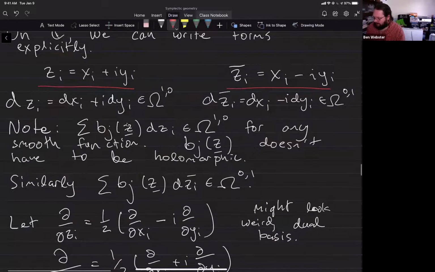And the thing I want to emphasize here is that I can take any functions I want, with no requirement of being holomorphic, any smooth functions, and take a linear combination of dz's with respect to those, and I get (1,0) forms. So that's how this differs from being a holomorphic one form. A holomorphic one form would require me to take my b_j's to be holomorphic themselves and then multiply them by these basic (1,0) forms dz_i.